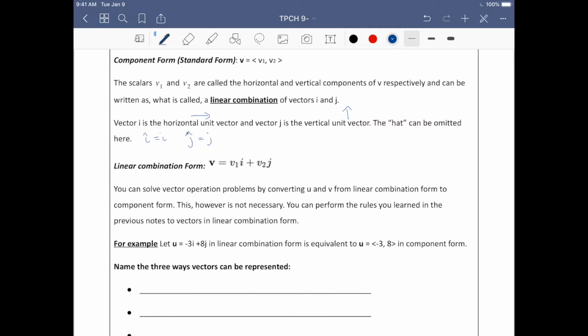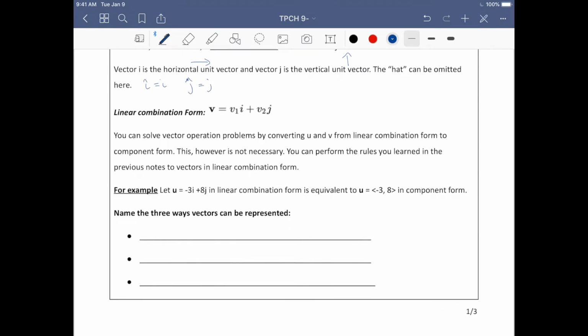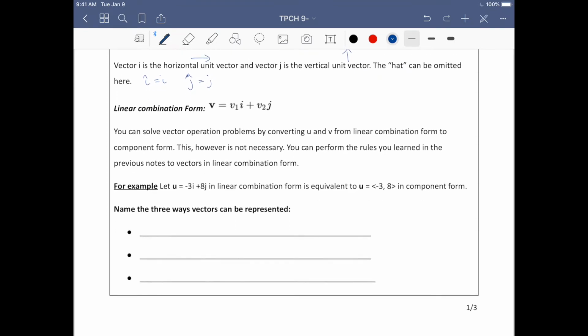You can solve vector operation problems by converting u and v from linear combination forms to the component form, but it's not necessary. You can perform the rules you learned in the previous notes to vectors in linear combination form as well. For example, let vector u equal negative 3i plus 8j in linear combination form, which is equivalent to vector u in this notation in component form.